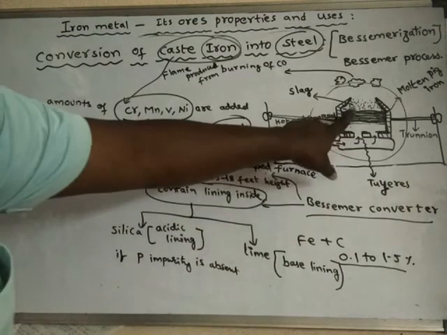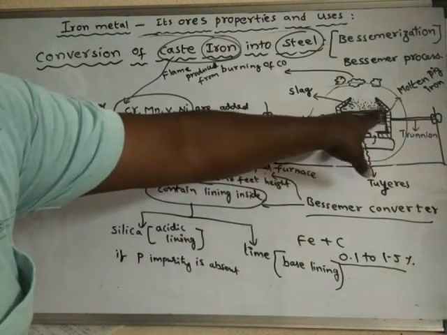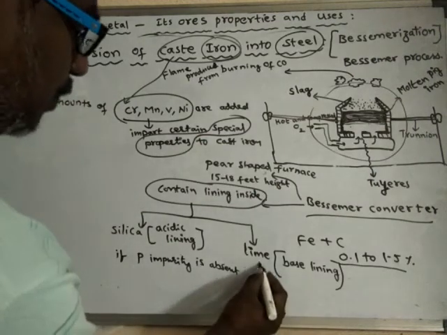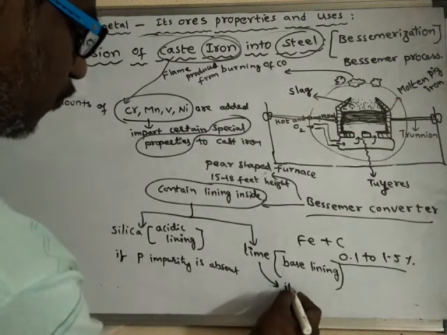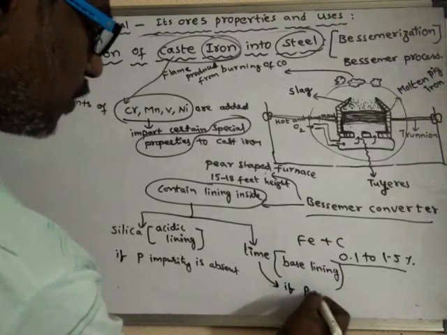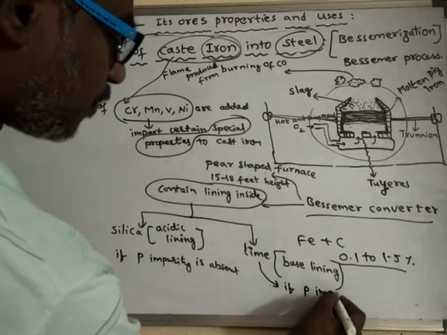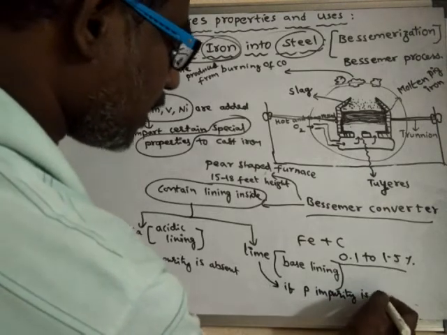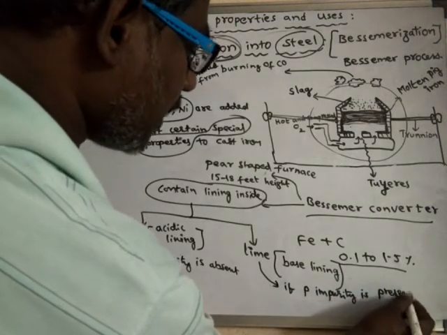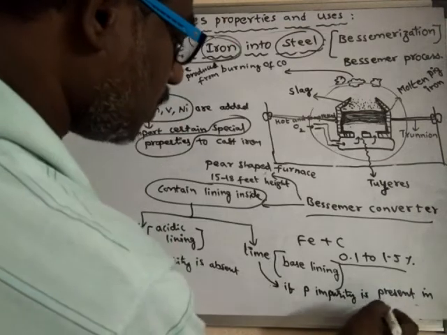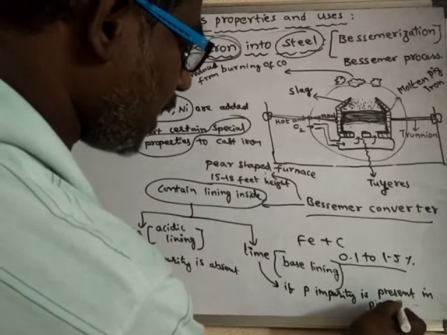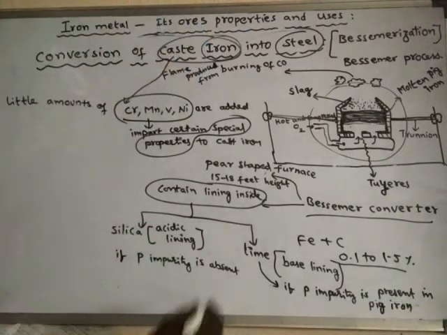We have to use the Bessemer converter having lime lining. Okay, that means base lining. So when this base lining is used, if phosphorus impurity is present in the pig iron, in that case we have to use lime lining.